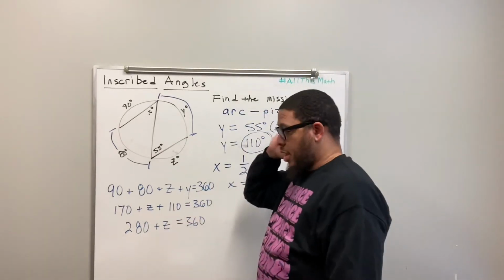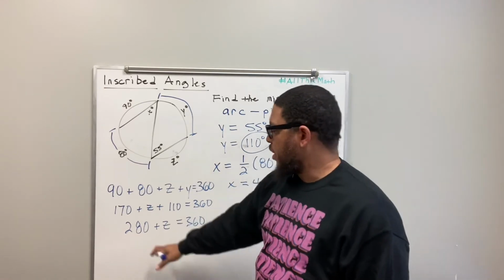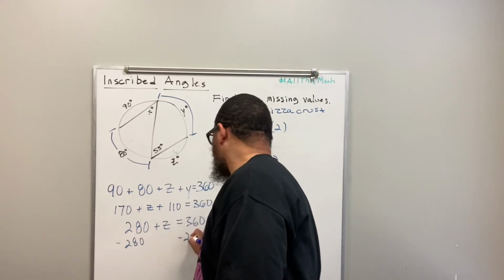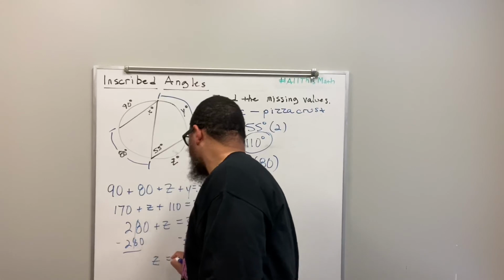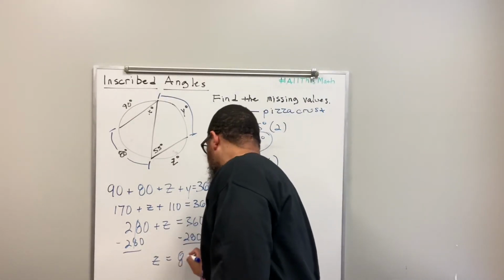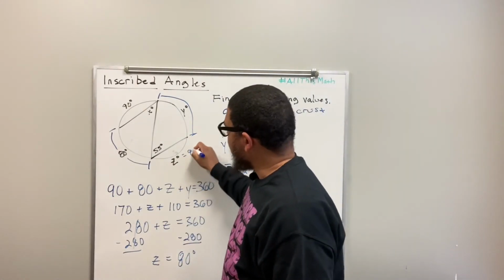So now I'm going to just do some subtraction. I'm going to isolate Z by itself. I'm going to subtract 280 on the left. I'm going to subtract 280 on the right. Now I got Z equals, and 360 minus 280 is 80 degrees. And that's this arc right here.